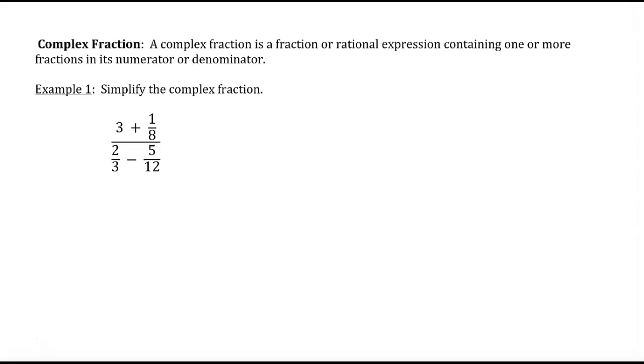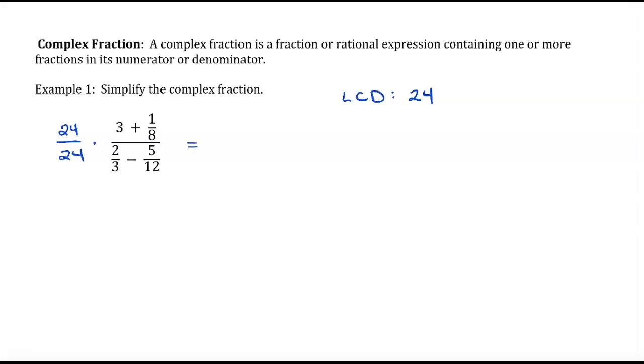In order to simplify complex fractions such as this, it's really useful to find the least common denominator for all denominators involved. We have three denominators, 8, 3, and 12. The least common multiple for 3, 8, and 12 is 24. So that will be our least common denominator. Now let's take our complex fraction and multiply it by 24 over 24, which is simply multiplying it by 1.